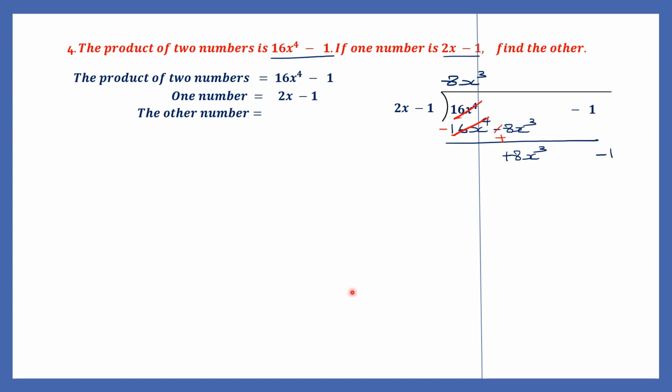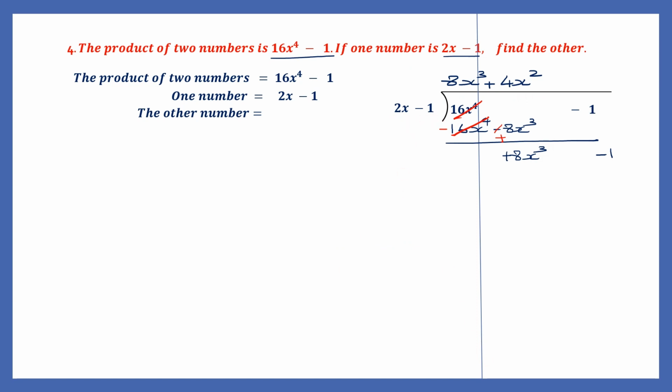Now again take the first term here and the first term of the divisor and divide. So let's do that. That is 8x to the power of 3 divided by 2x. Now cancel 2 and 8. 2 4s are 8. So the number is 4. X to the power of 3 minus 1 is 2. So let's write this in the quotient. So that is plus 4x to the power of 2. Now we must multiply this by 2x minus 1.